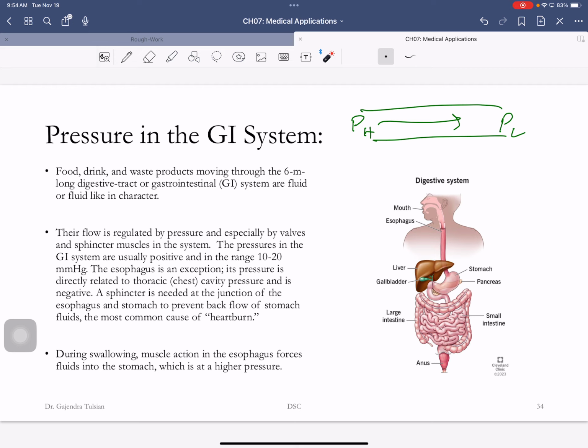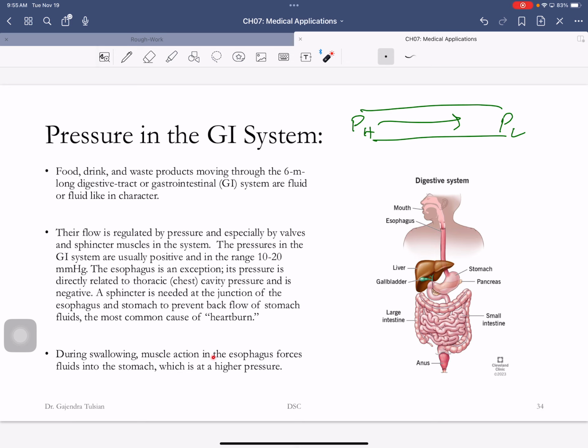And how do you fix that? You have a sphincter muscle that stops that. Okay, so the esophagus is an exception. Its pressure is directly related to the thoracic cavity pressure and is negative. A sphincter is needed at the junction of the esophagus and stomach to prevent backflow of the stomach fluids. And that's the most common cause of heartburn, when your sphincter muscle is not working properly.